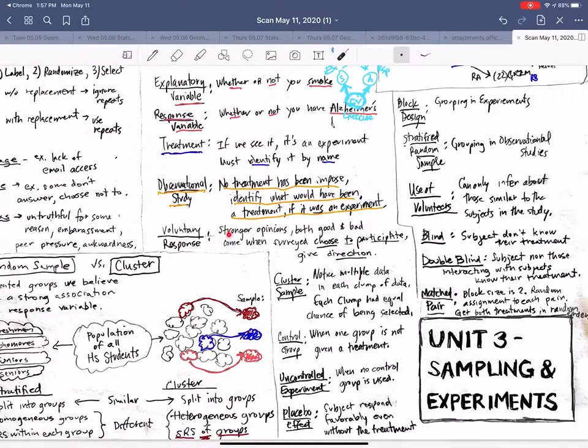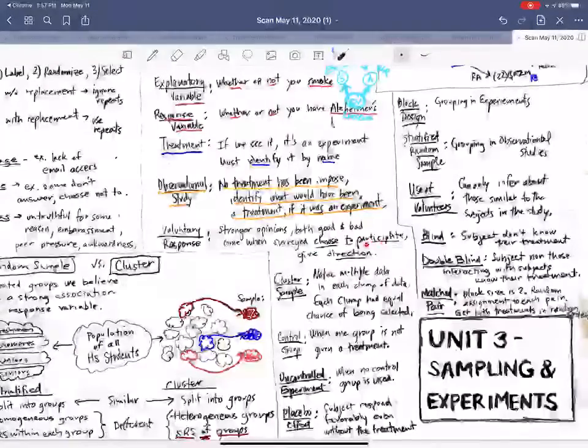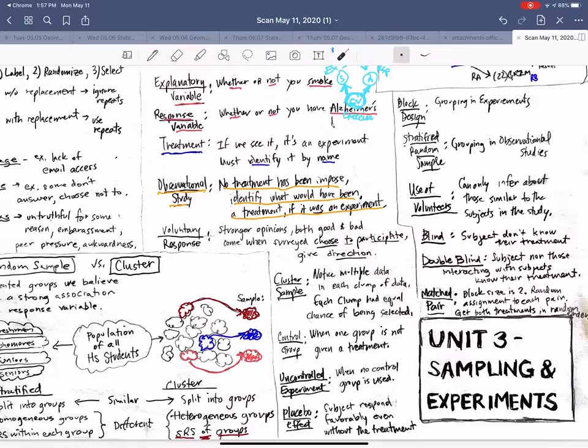Voluntary response is when you get stronger opinions, both good and bad, and those come when people choose to participate. You should also give a direction. So again, if you ended up getting a lot of people saying positive things in a survey, but it was a voluntary response, you can say they had to respond out loud, and so people are kind of embarrassed to be rude, right? Give a direction: because they were given an opportunity to decide to give feedback or not, and they had to give the feedback out loud, all the feedback was positive.